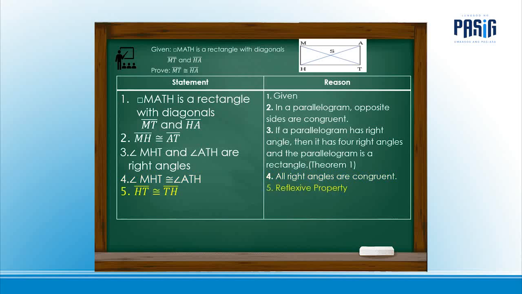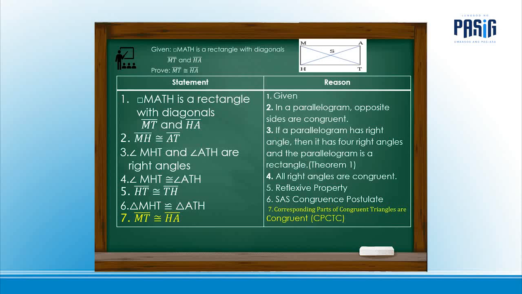And so, HT is congruent to TH by reflexive property. Hence, triangle MHT is congruent to triangle ATH by side angle side congruence postulate. And therefore, diagonal MT is congruent to diagonal HA. For the reason of corresponding parts of congruent triangles are congruent.